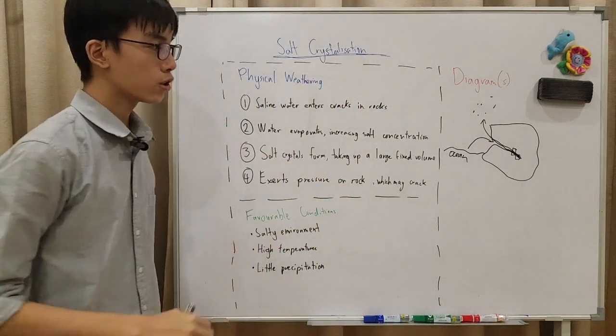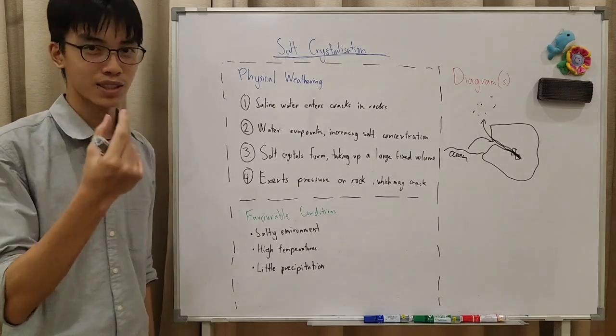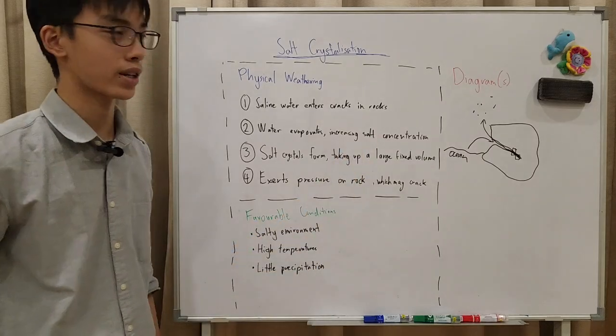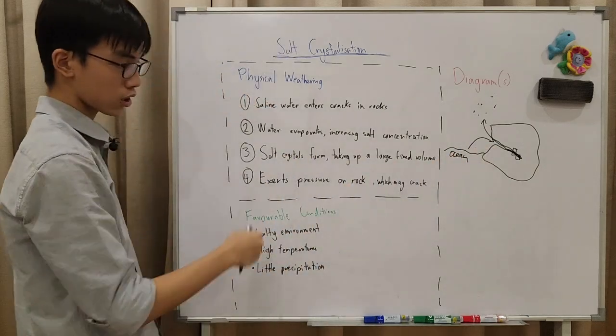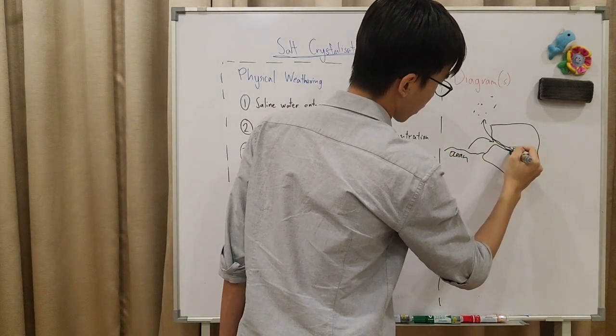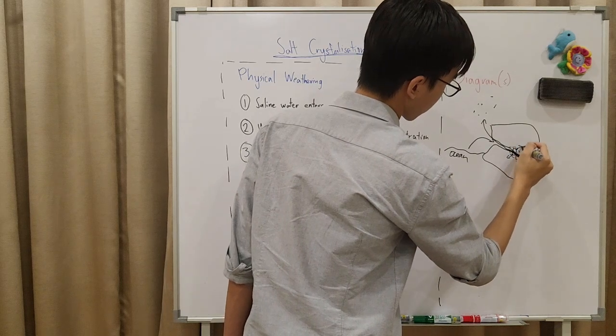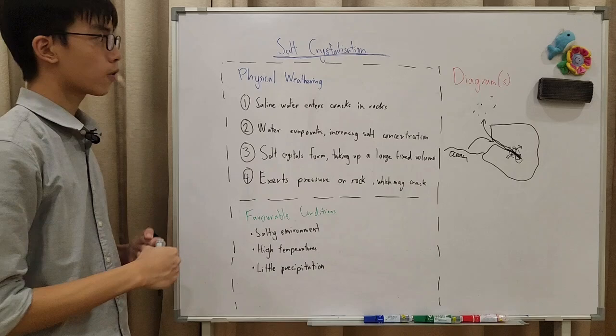Usually salt crystallization is really small scale because the salt is really tiny, but you can draw it bigger here. And as you can see here, this expansion will exert pressure on the rock, which may cause it to fracture. You can draw arrows as well. And that's it for salt crystallization.